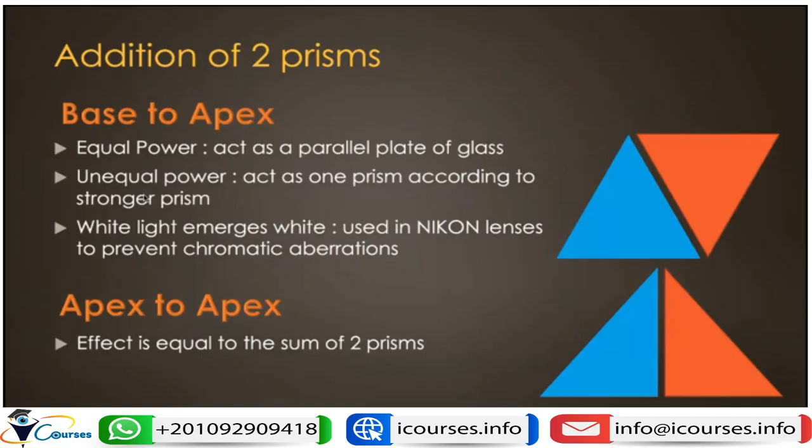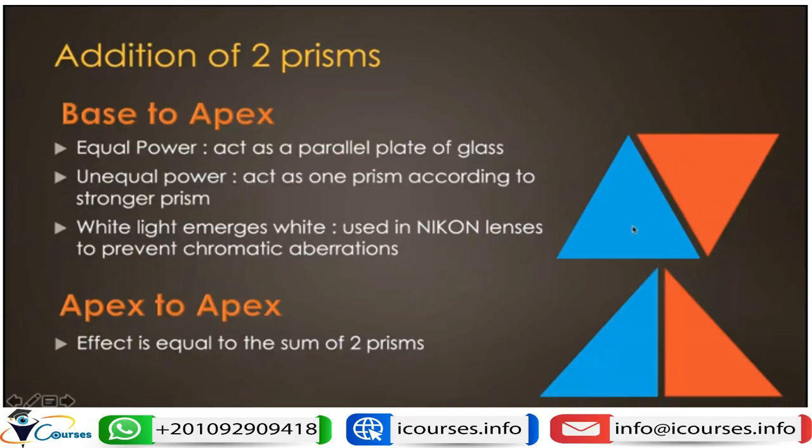Okay, what happens if we add two prisms together? This will depend mainly on the orientation. If I'm putting a prism base to apex, and both prisms are of equal power, then the light refracted by one prism will be neutralized by the light refracted by the other prism. So the prisms will act as a parallel plate of glass, as we said in the previous lecture. So the image will just be laterally displaced, but the direction of the image will not change.